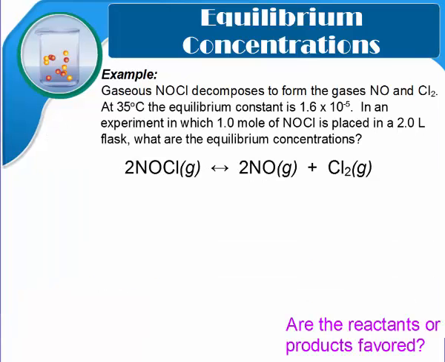So let's go through those steps in this problem. We know this problem is going to be different than what we solved previously because it says that we just placed a mole of NaOCl in a 2-liter flask. And it's asking what do we have at equilibrium. Remember that in the equilibrium expression, you can only plug in equilibrium values. So we're going to have to set up our ICE chart.